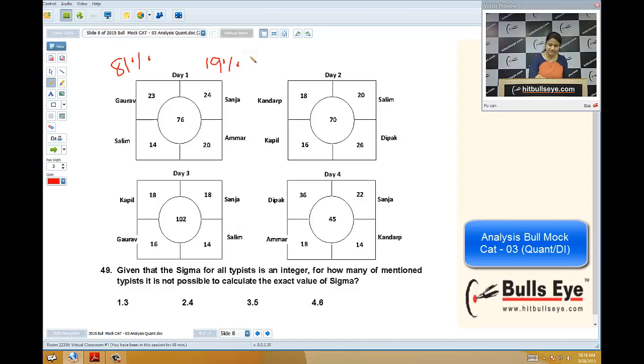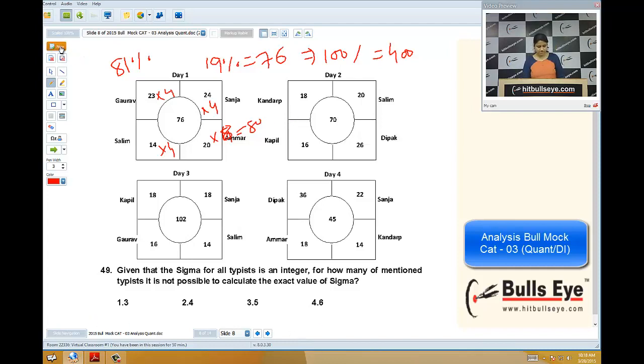And this 19% is nothing but 76. If 19% is 76, it means what was the total lines? They were 400. Okay, now it means Gaurav is typing 23 into 4, 92 lines. Sanjay is typing 24 into 4, 96 lines. Salim is typing 14 into 4, 56 lines. And Amar, 20 into 4, that is 80. Are you getting me, Aman?